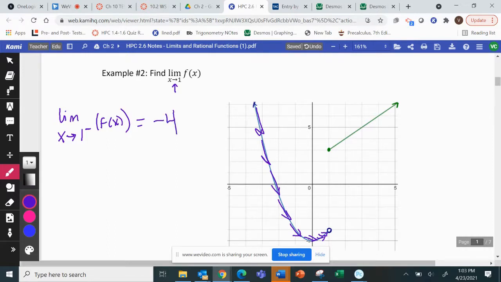Yeah. And then we'll do the limit as x approaches 1 from the positive, from the right, of f of x. So I'm going to start on the right, and I'm going to approach 1. I'm approaching 1. I'm getting close. And what number do I get for y? I get 3. These numbers are different.